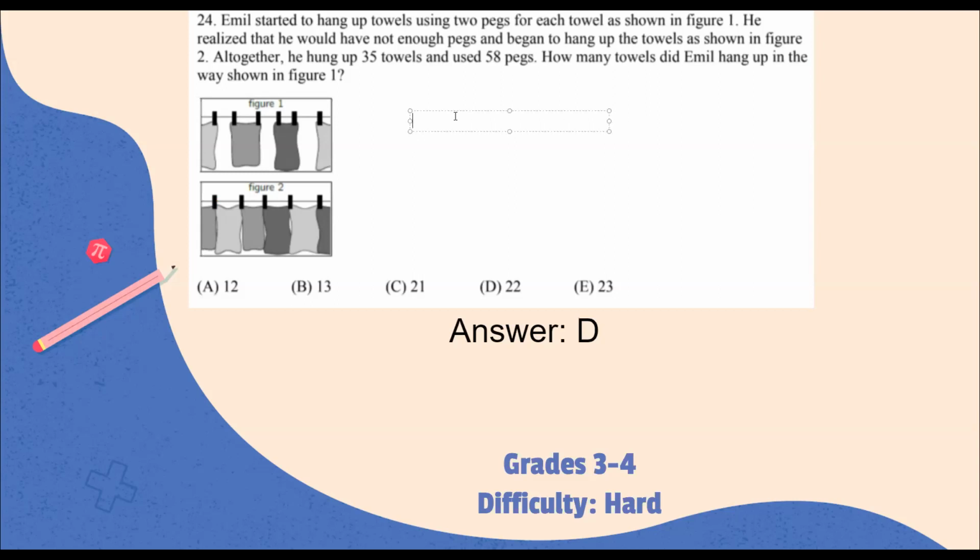Alright, wait, so now we need to explain how we actually solve this problem, right? Let's try to make a graph like this. Use tab. Alright, that's better. So what we're trying to find is x. Let's say that's x, the number of towels that Emil hung up in the way shown in figure 1. So then there would be 2 times x pegs used, right? And then there would be x towels hung up. Next, in the way shown in figure 2, that would just be 58 minus 2x, right?